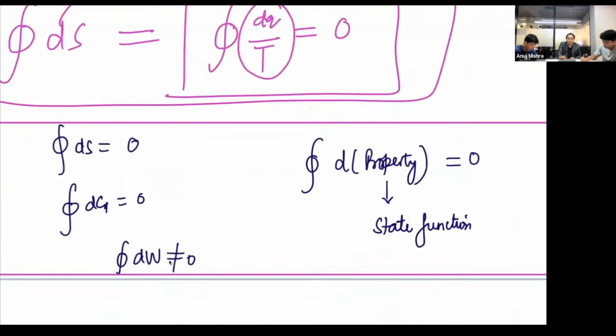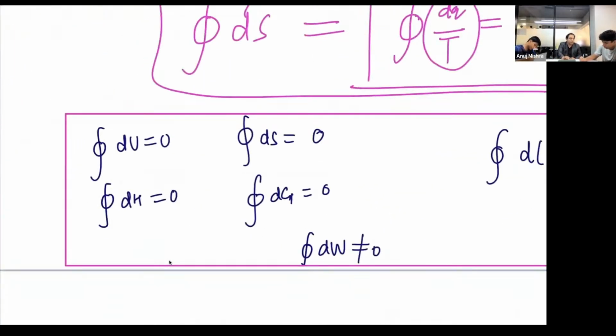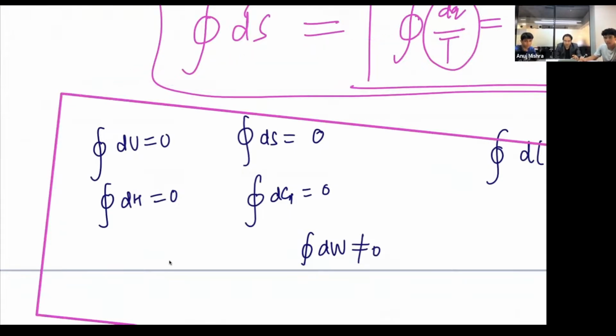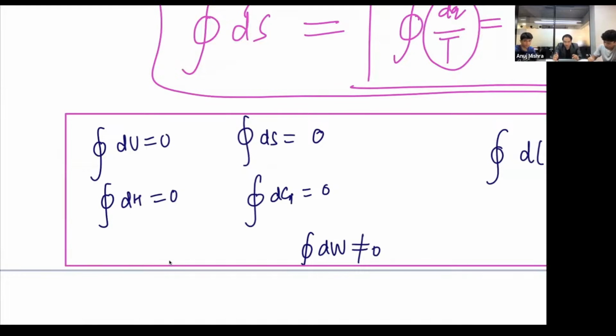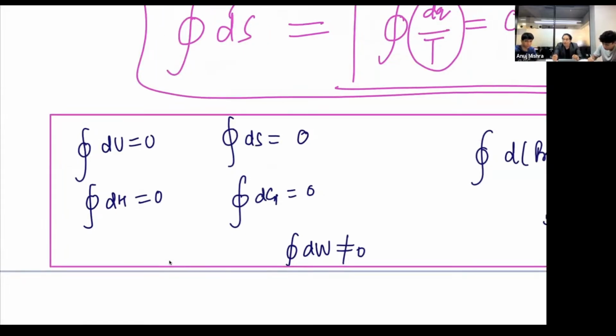So now you know state functions like du, u is a state function. So what will cyclic integral du be? It will be 0. Likewise, what is cyclic integral ds and dh? They are all 0. Cyclic integral of dg is how much? That's also 0. So note down. Since all of them are state functions, their values are 0.